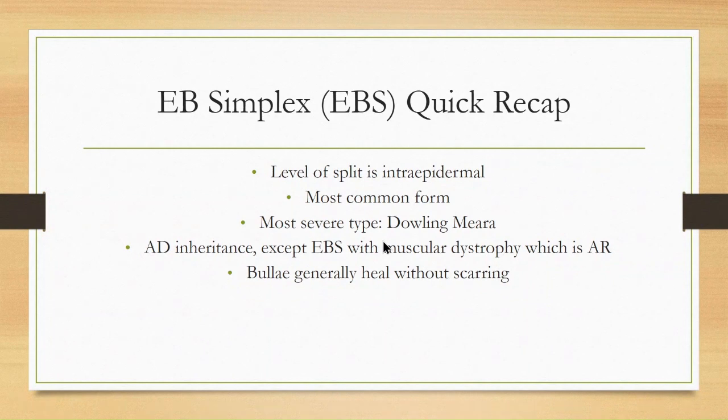A little bit of a recap. Where is the split? The split is intraepidermal. What's the most common form? EBS. We're going to go over the other ones here soon. What's the most severe type of EBS? Dowling-Meara. What's the inheritance? Typically autosomal dominant, unless you have some unique associations with other systemic organs, then you're going to more likely look at autosomal recessive.